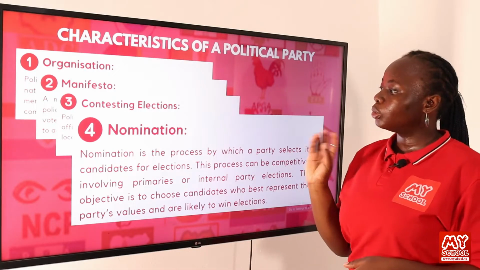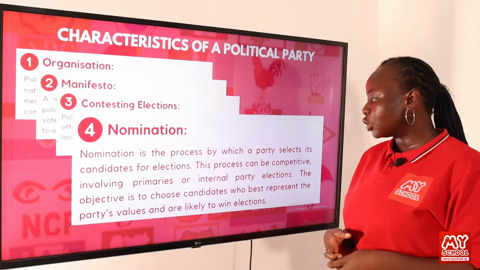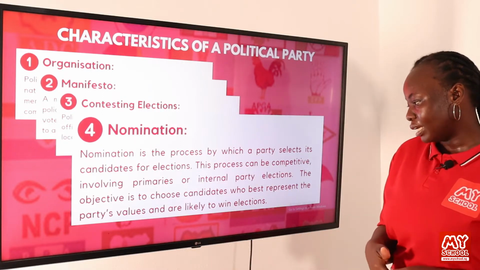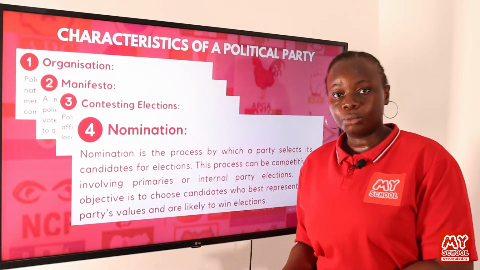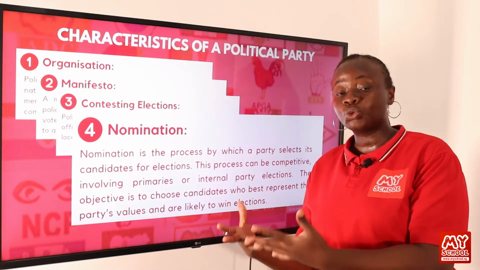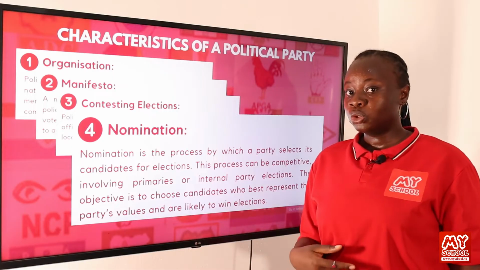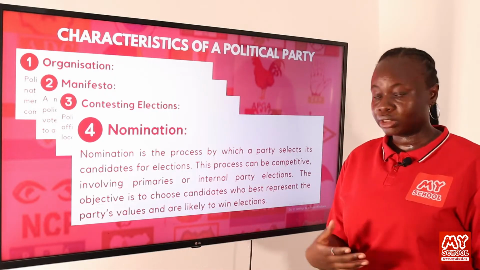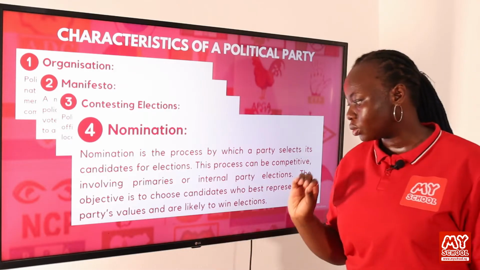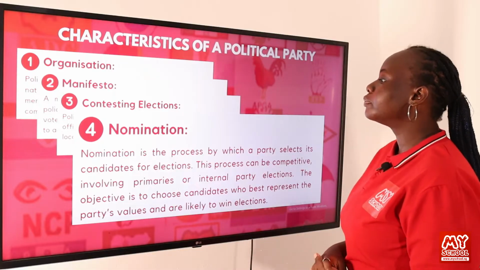We have nomination. Nomination is the process by which a party selects its candidates for election. This process can be competitive, involving primaries or internal party elections. So when it comes to nomination, it happens within a political party, within themselves. They try to elect someone who can adequately represent them in the national election, the local election, the state election. So the objective is to choose candidates who best represent the party's values and are likely to win elections. All right, so let's move on to the next one.